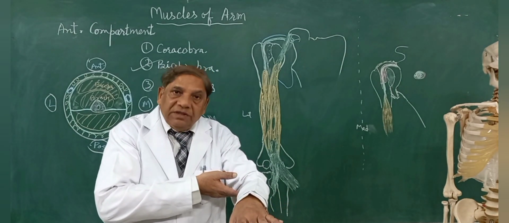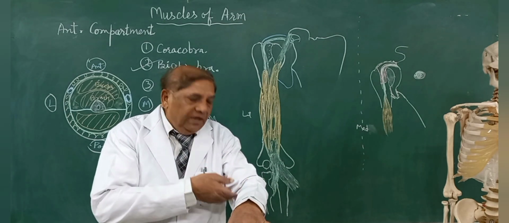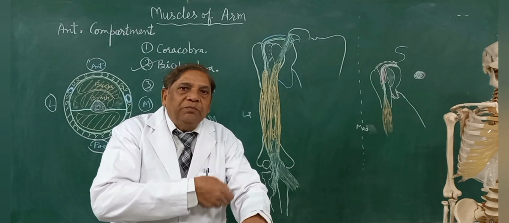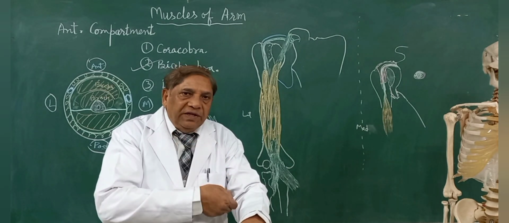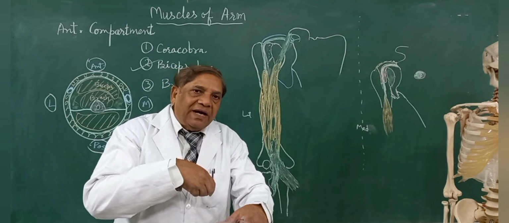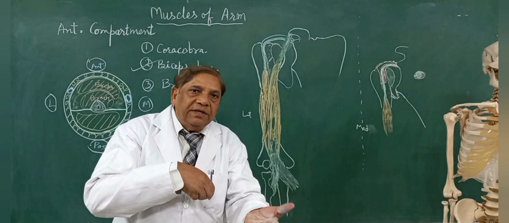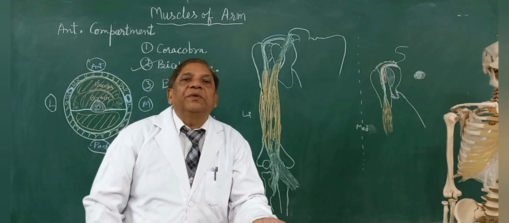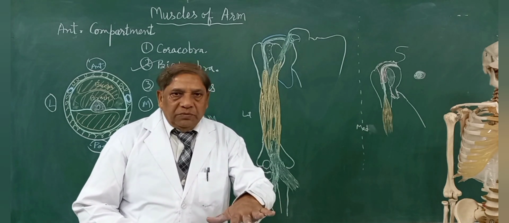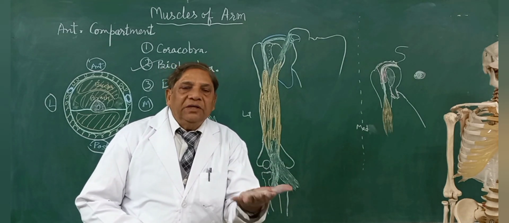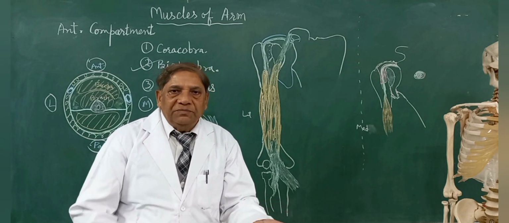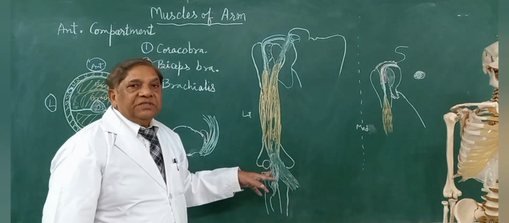radial tuberosity on the radius deep down, and when the muscle contracts, the tendon will forcefully pull the radial tuberosity forward, and because of that the radius will start rotating and the hand will come into the supine position, even though it is flexed. So from the prone position it will be the supine position of the hand, and this is a very important action of this biceps muscle on the radius.